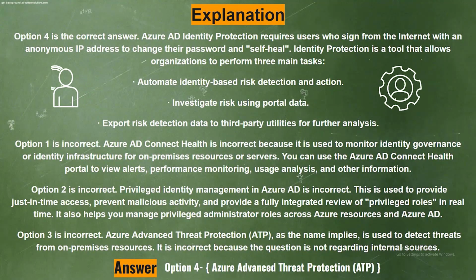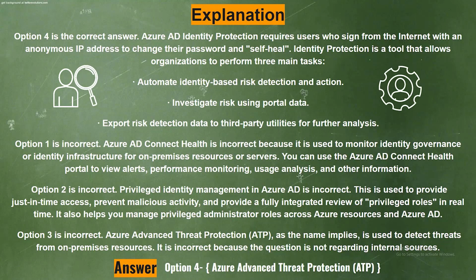Explanation. Option 4 is the correct answer. Azure AD Identity Protection requires users who sign in from the internet with an anonymous IP address to change their password and self-heal. Identity protection is a tool that allows organizations to perform 3 main tasks: automate identity-based risk detection and action, investigate risk using portal data, export risk detection data to third-party utilities for further analysis.